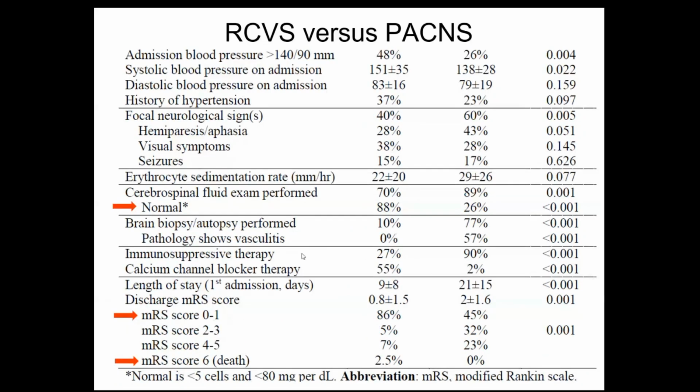And then even on the lab and clinical parameters, the CSF is invariably normal in RCVS, but 74% have abnormal CSF in patients with primary angiitis. And look at the difference in outcomes. 86% walk out of the hospital with RCVS versus 45% here. 2.5% can die in the hospital from RCVS. This is mainly iatrogenic because of glucocorticoid or invasive procedures with complications.